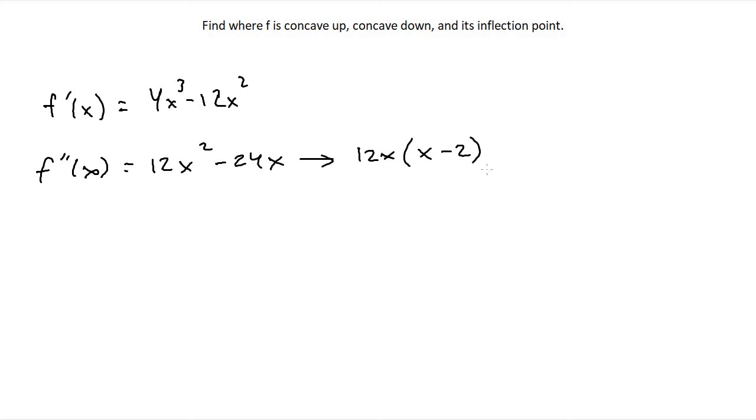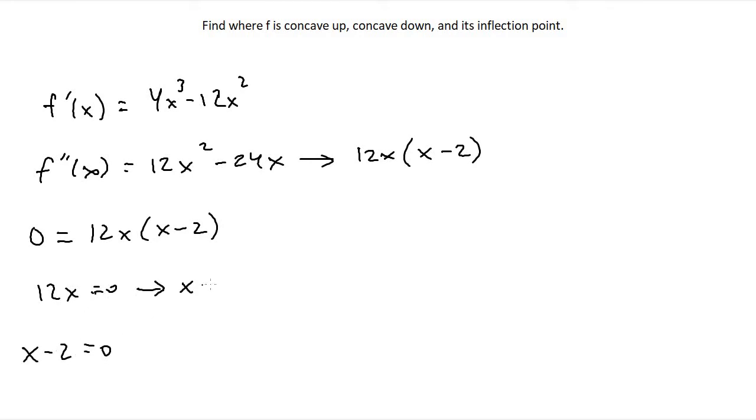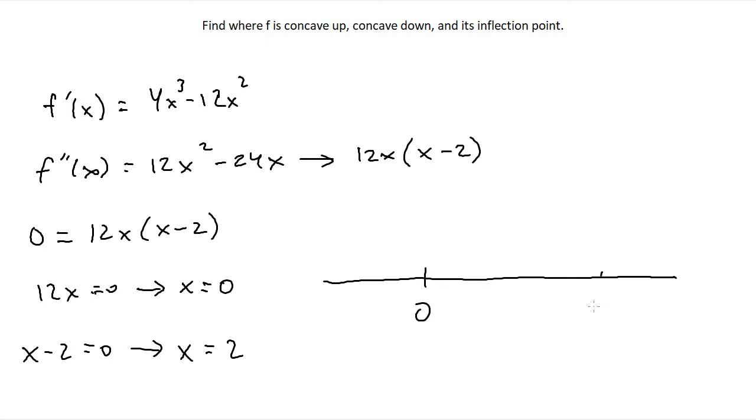And then what we have to do with the second derivative is set it equal to 0 and find those critical points. We get 0 equals 12x times x minus 2. So I can set 12x equal to 0 and x minus 2 equal to 0. If 12x equals 0, x is 0 over 12, or 0. And if x minus 2 equals 0, then x will be equal to 2. So now I can go ahead and set up the sign chart, just like when we found the increasing, decreasing, and max and min. One of my points is 0, and the other critical point is 2.